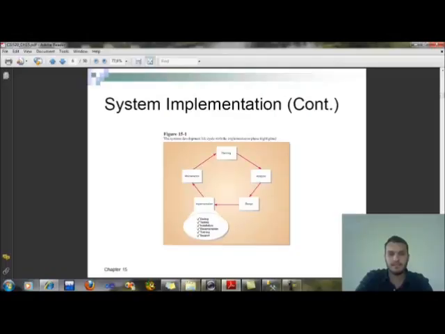And again, the system development life cycle with the implementation piece highlighted: planning, analysis, design, implementation, maintenance. Firstly, implementation: coding, testing, installation, documentation, training, and support.